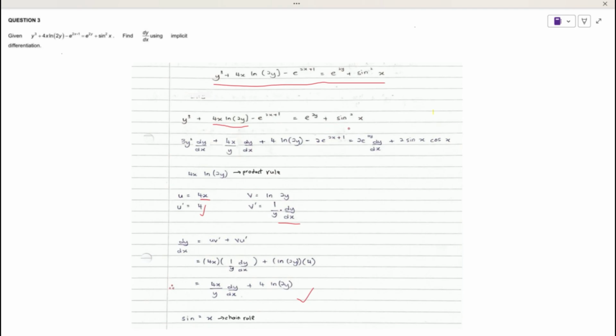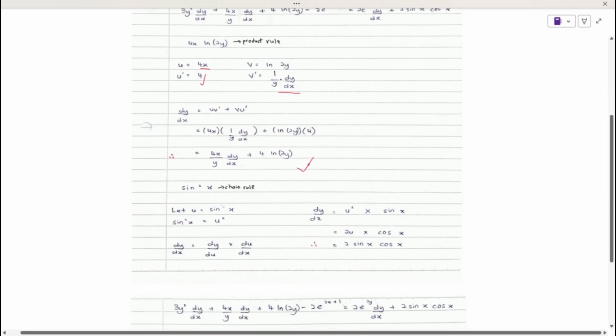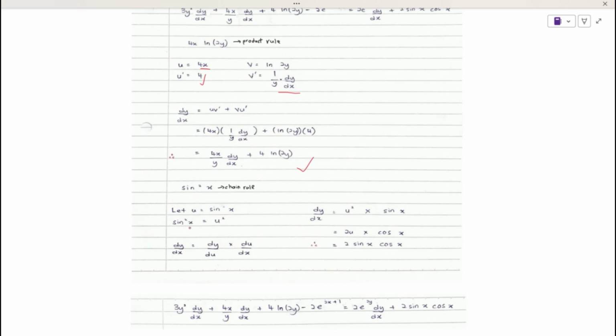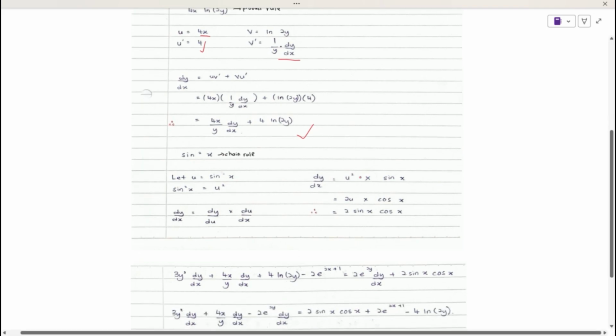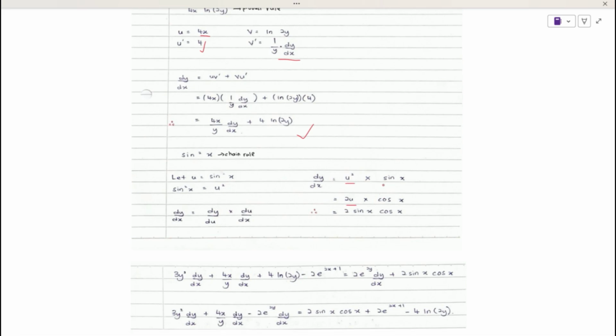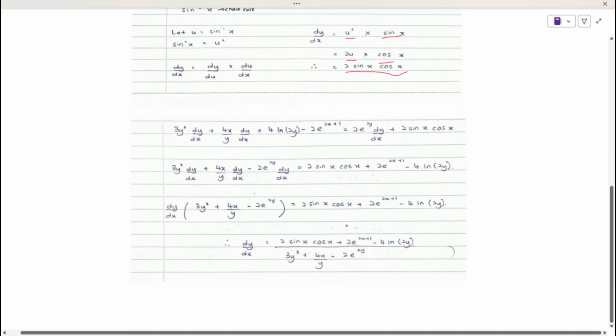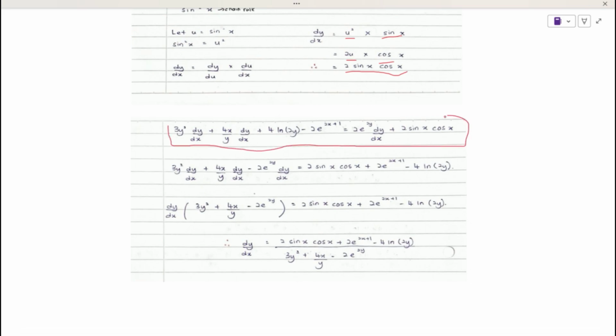So the next term is sine power of 2x. For this one, we need to use the chain rule. So we let u equal to sine x, so sine squared x equals u power of 2. If we differentiate u power of 2, we will get 2u, and if we differentiate sine x, we will get cos x. So when we apply the chain rule on it, we will get 2 sine x cos x. So here is the complete differentiation of the equation, I mean the equation that we already differentiated.